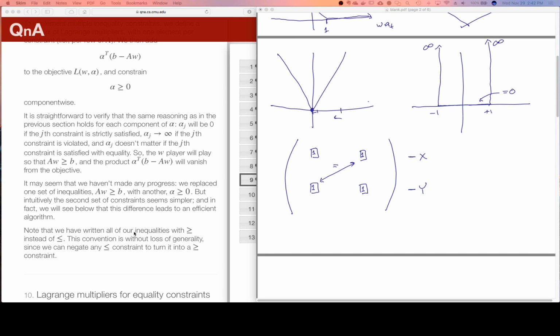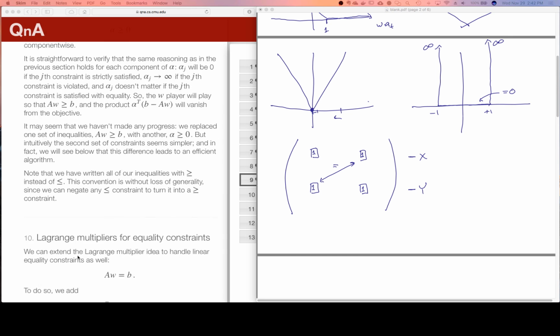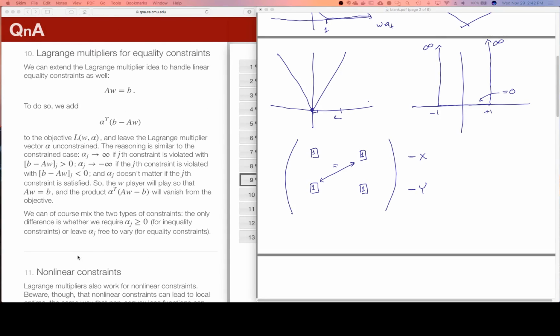I should point out as well that we only showed how to implement greater than or equal to constraints, but you can do less than or equal to constraints by just negating them to get a greater than or equal to constraint. The same thing works for equality constraints. It's the exact same thing: you add alpha transpose times the difference between the left and right hand sides of the constraints to our objective. But the difference is that now alpha can be positive or negative. It's unconstrained. And the same reasoning applies.